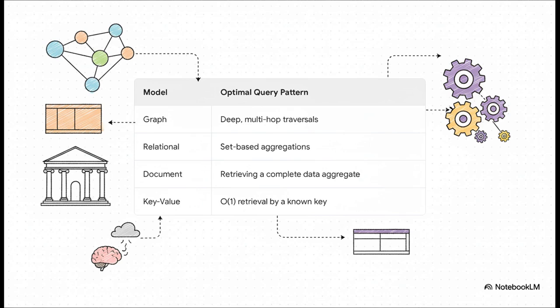If you're chasing connections deep into your data, you go with a graph. If you need to crunch big aggregates, stick with your trusty relational database. If you need to grab a whole object at once, a document store is your best friend. And for super fast lookups on a simple key, key value can't be beat. It's all about using the right tool for the job.